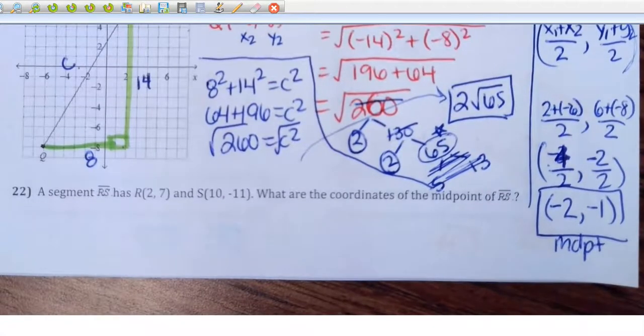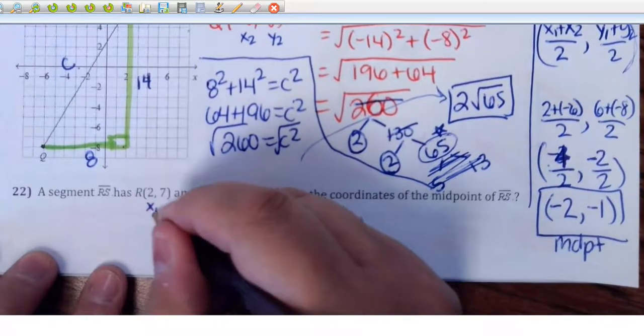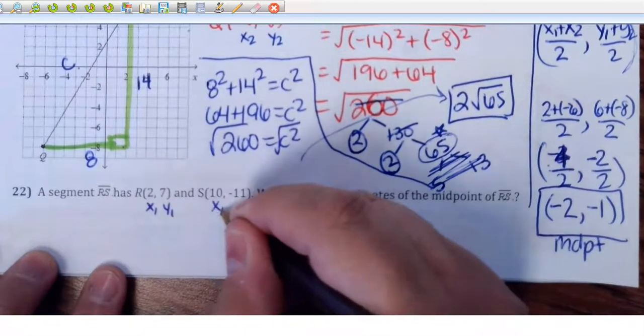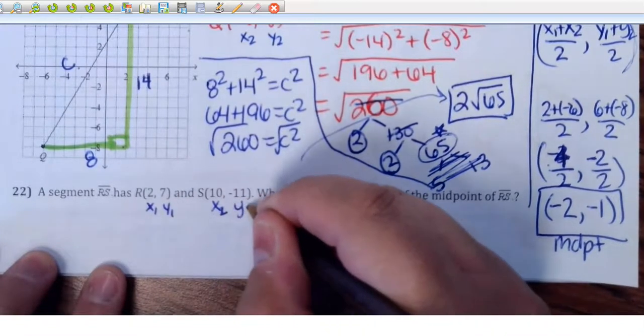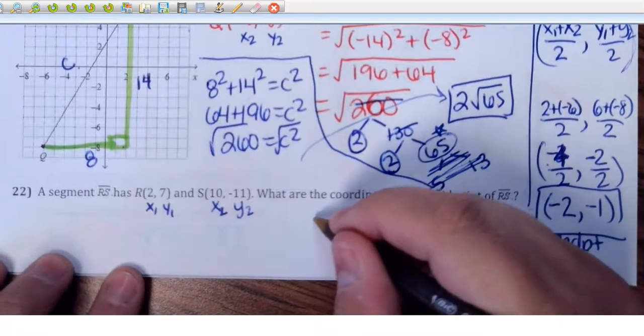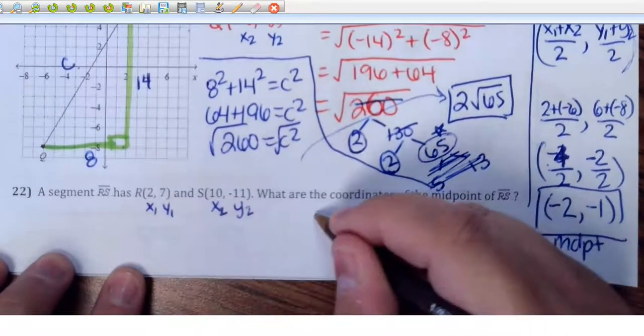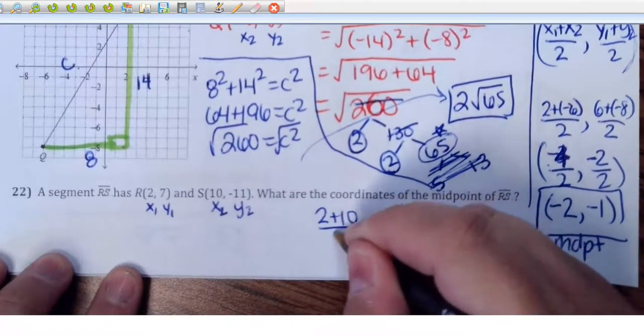All right, and then for 22, this is similar to the question we just did. It says a segment RS has these endpoints, 2, 7, and 10, -11. What are the coordinates of the midpoint? So again, I'm just going to use my average of my x coordinates, x1, y1, x2, y2. So for the midpoint, you take the x coordinate of each point, 2 and 10, add them up, divide by 2. It's just an average.